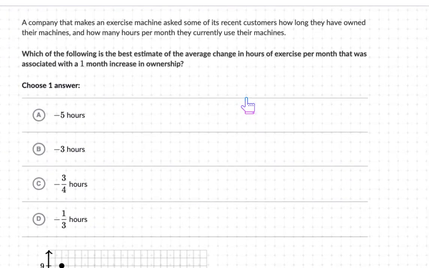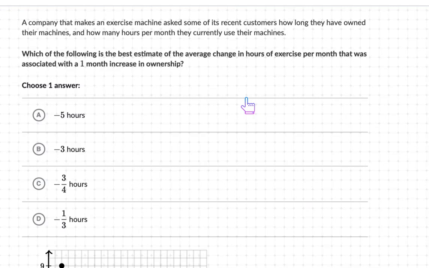So this problem says, a company that makes an exercise machine asks some of its recent customers how long they have owned their machines. They want to know how long they've owned it and how many hours per month they currently use their machines. So they're trying to see if there's a relationship with how long they've owned the machines and how often they use it.